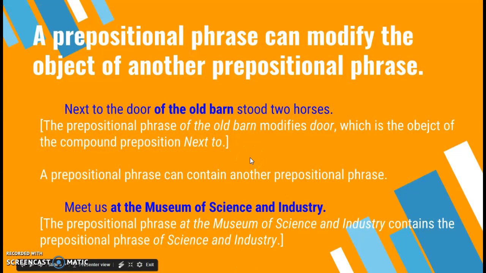You can even have a prepositional phrase that modifies the object of another prepositional phrase. So before, when I said it modified the verb, this one actually modifies another prepositional phrase. So if we look at our example, next to the door of the old barn stood two horses. Of the old barn is telling us which door we're talking about. But door is the object of the preposition to. So next to the door, next to is a compound preposition. Next to the door, which door? The door of the old barn. So of the old barn is a prepositional phrase that modifies door, which was part of this prepositional phrase.